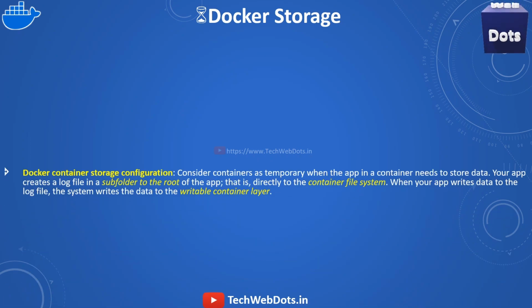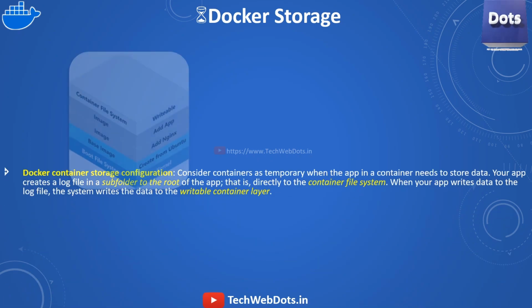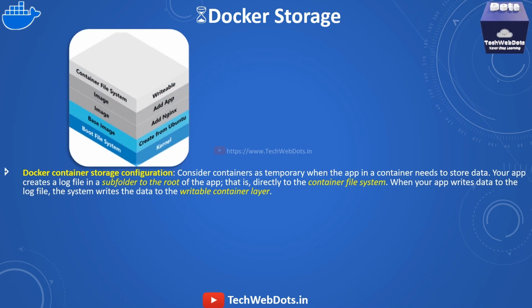So let's go by definition first. Docker container storage configuration. Consider containers as temporary. When the app in a container needs to store data, whenever you run any application, it must be looking for some space to store the data. Your app creates a log file in a subfolder to the root of the application. That's fine. That is directly to the container file system.